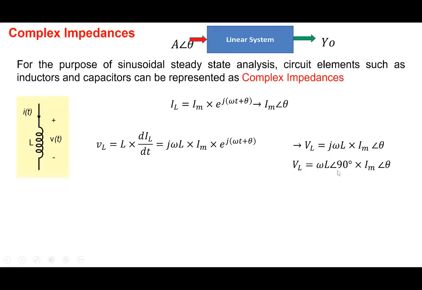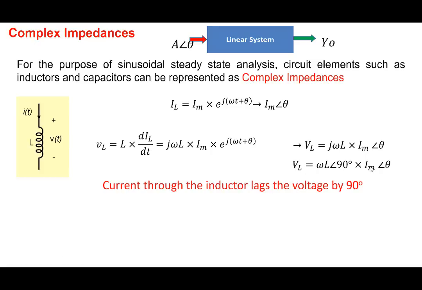This j part can be combined with the angle, and j can be written as angle 90, because we can write j as e to the power j theta, where theta is 90. When you take cos 90 plus j sin 90, you get j. So we can write j as angle 90, and combining the two angles gives 90 plus theta. So we can see that the current through the inductor lags the voltage by 90 degrees, or the other way, the voltage across the inductor leads the current by 90 degrees.